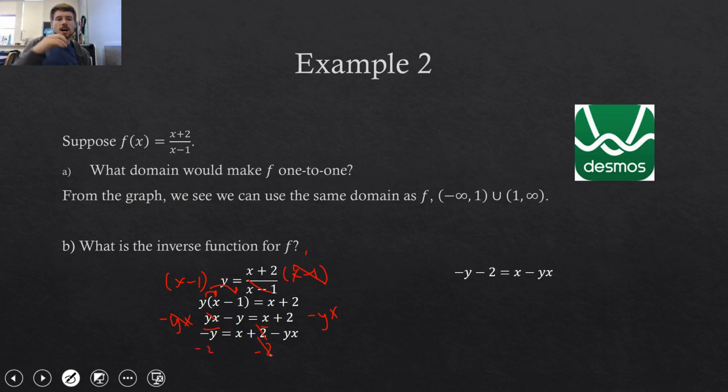And so the right-hand side now has only x in it. Excuse me. And we're closer to having x solved for. We have -y minus 2 on the left and x minus yx on the right.